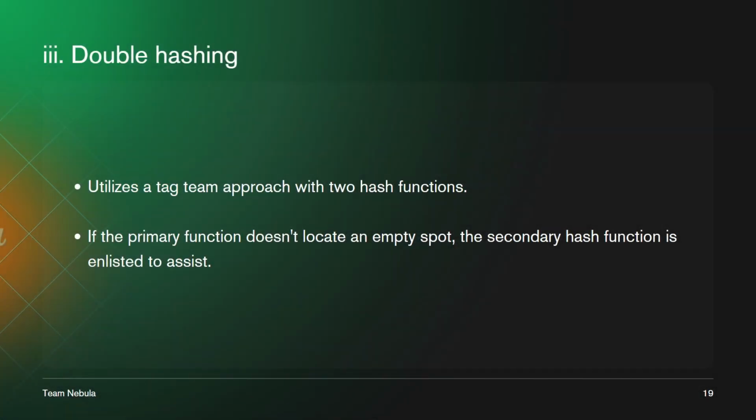Now, let's delve into another technique called double hashing. Imagine you are at the parking lot again, but this time you have not just one, but two clever strategies to find a parking spot. In double hashing, we are going to apply a bit of a tag team approach. When our primary hash function doesn't lead us to a free spot, we will call in the second hash function to help us out.